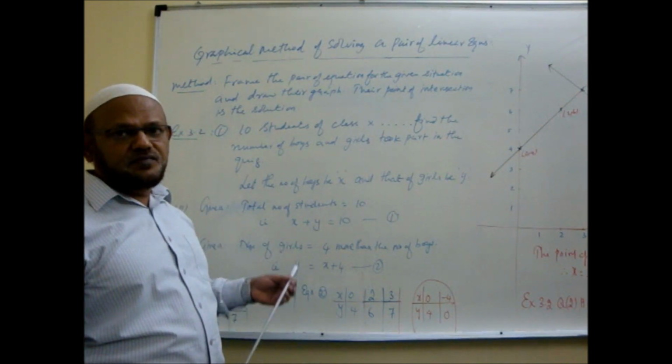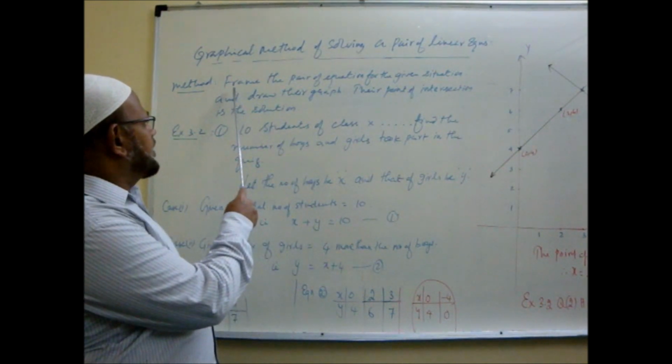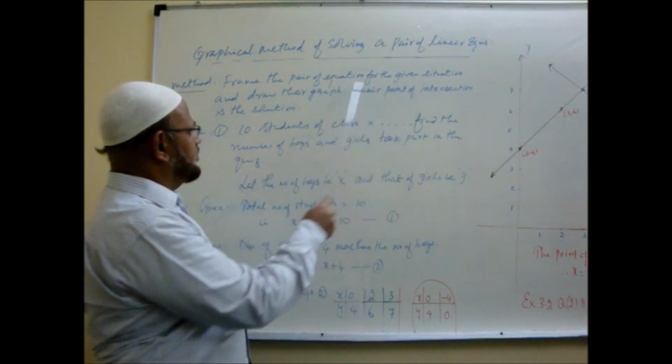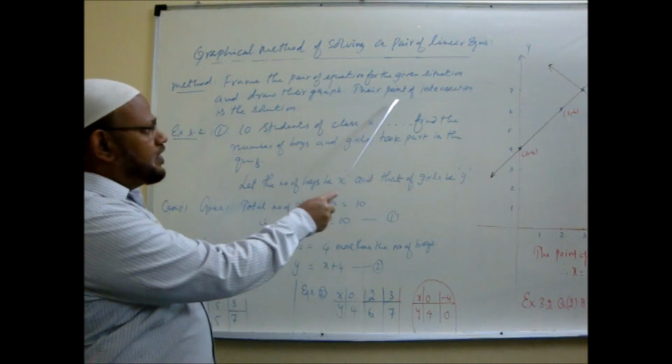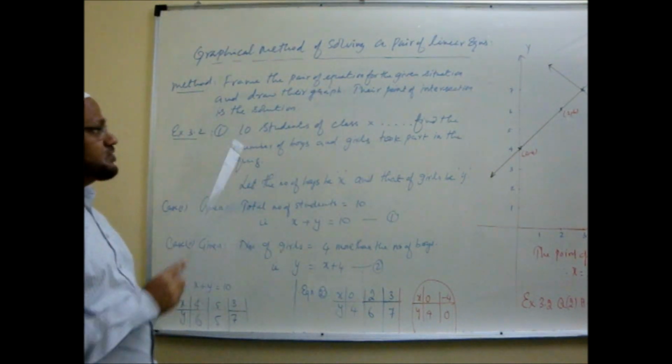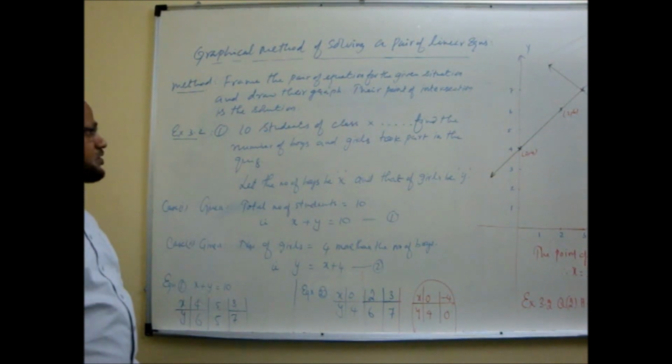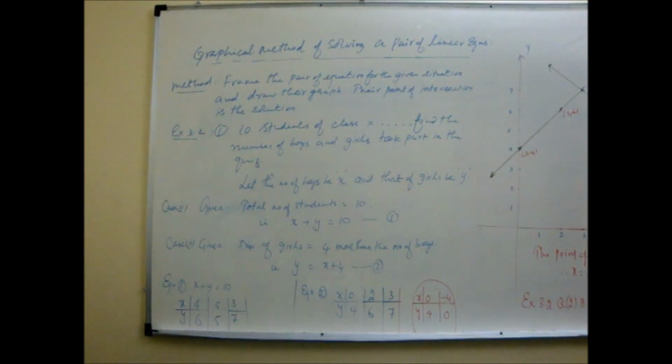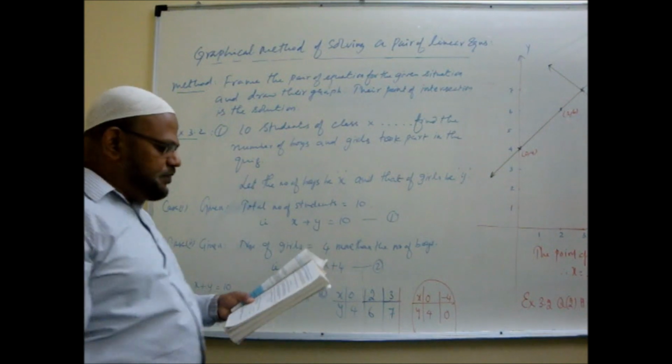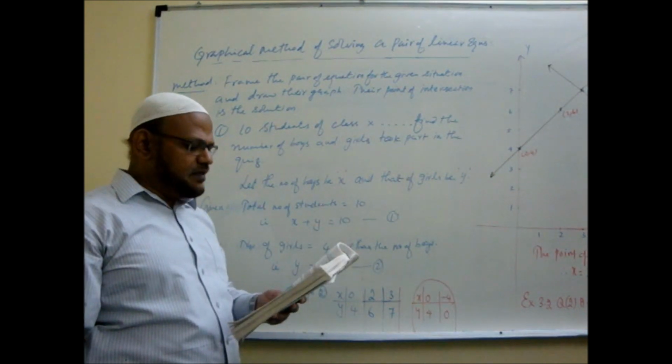Okay, now let us take some questions here. The method I have written here: frame a pair of equations for the given situation and draw their graph. The point of intersection is the solution. This is the method for graphical solution. The one question I have taken from the textbook, exercise 3.2, the first question.